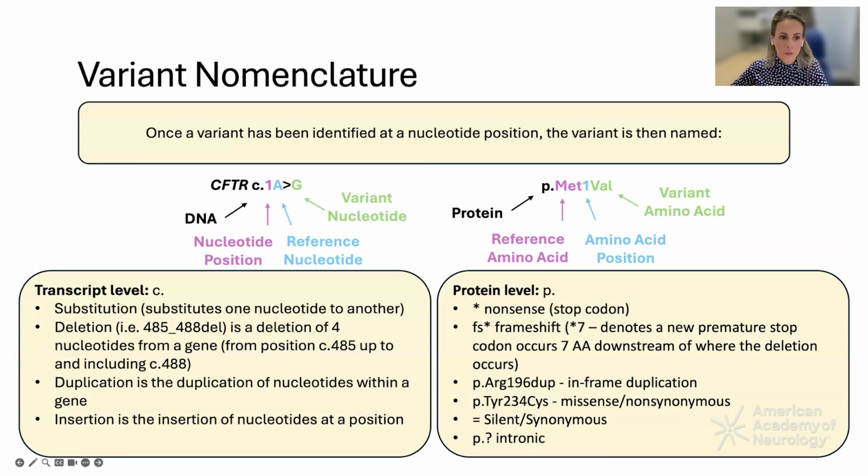Frame shift variants, for instance, asterisk 7, denotes a new premature stop codon occurs 7 amino acids downstream of where the deletion occurs, and a truncated protein is formed. In-frame duplications are when a single amino acid is duplicated, or multiples of 3 amino acids are duplicated. And then missense or synonymous variants are when the amino acid is still coded for, even though there's a nucleotide change. Silent or synonymous means the same. And then when you see the question mark, it means it's an intronic change.